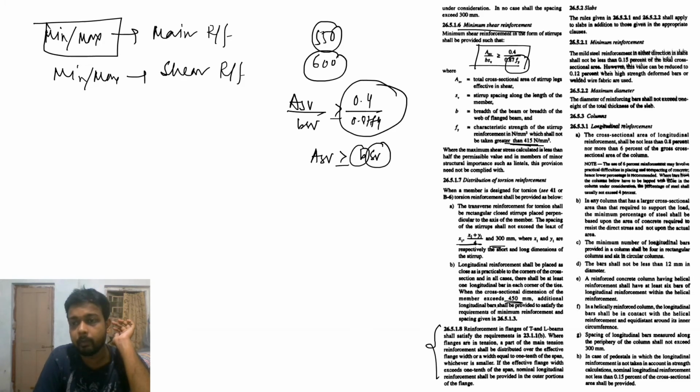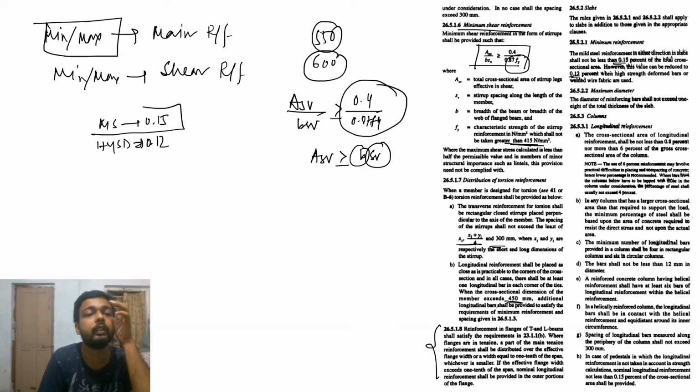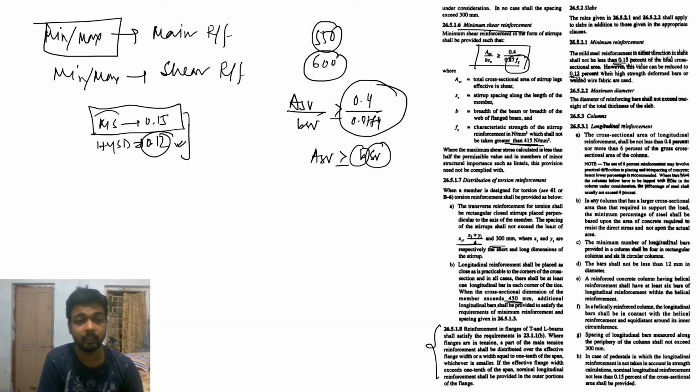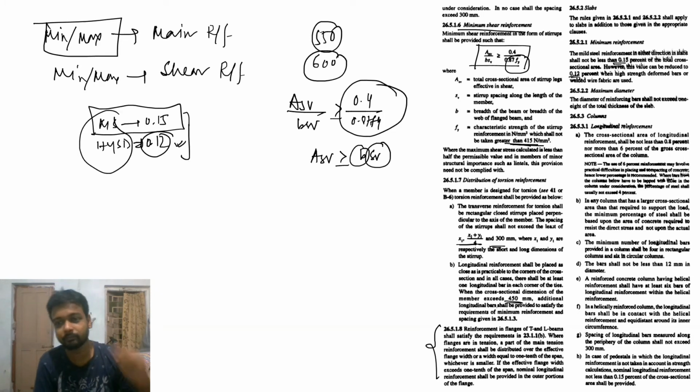For slabs, minimum reinforcement should be 0.15 and 0.12. It is 0.15 if you use mild steel, and for HYSD it is 0.12. Right now we are not using MS, so we use this on site. So 0.12 is applicable. From the exam point of view, you have to remember two things because here they do some tricks.